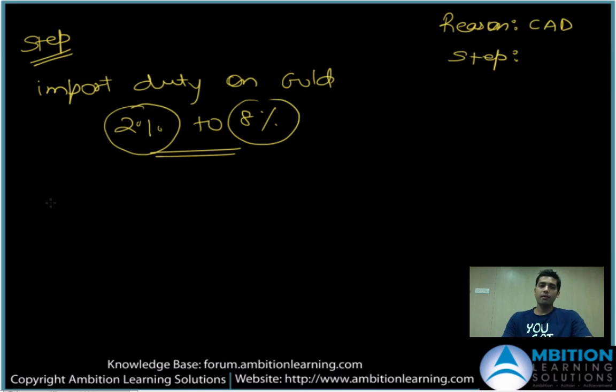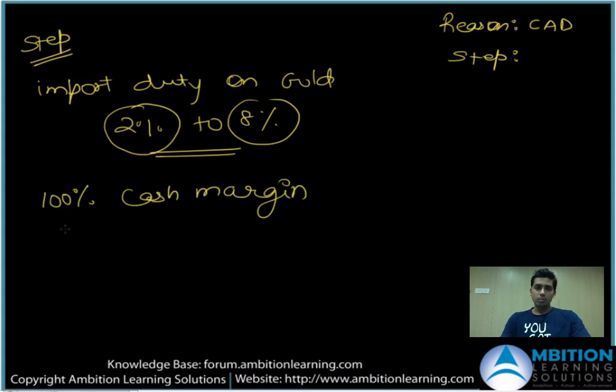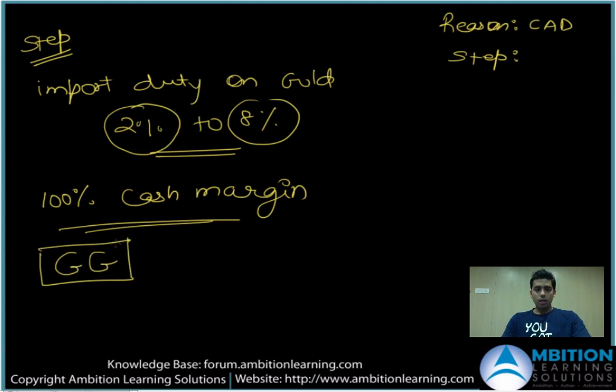The second thing that they've done is on gold, they've gone ahead and put 100% cash margin. Now what does 100% cash margin mean? Let's say for example a stock like Gitanjali Gems, let's call it GG. Gitanjali Gems in the past received an order from a client, let's say worth 1000 rupees.